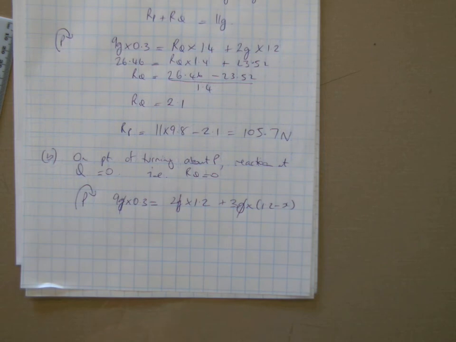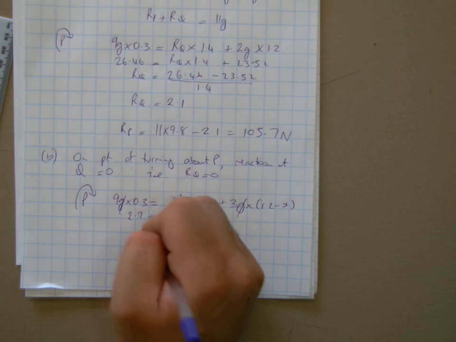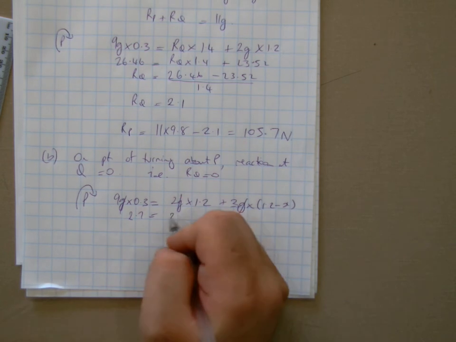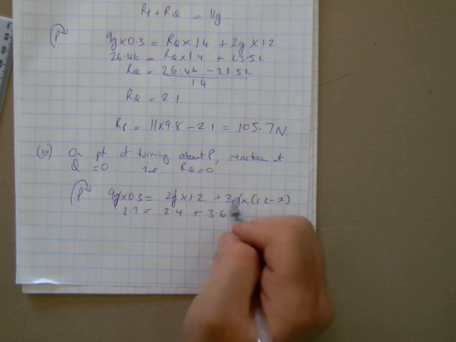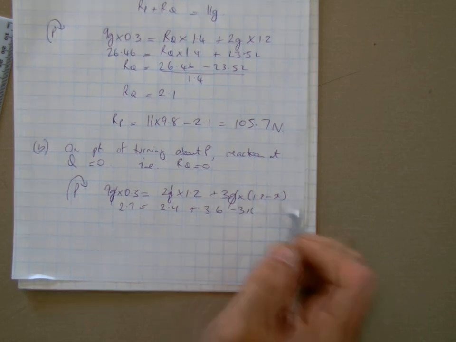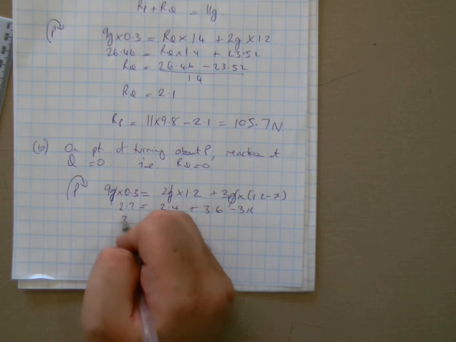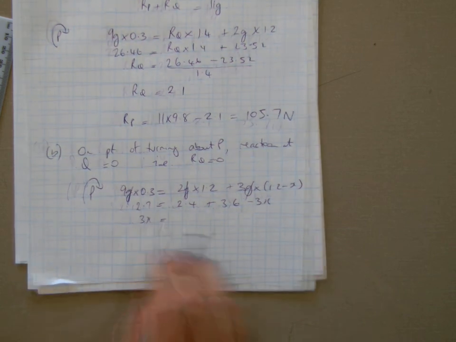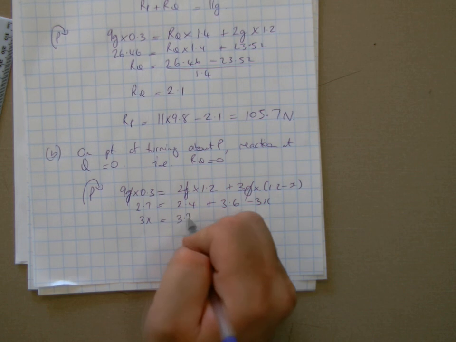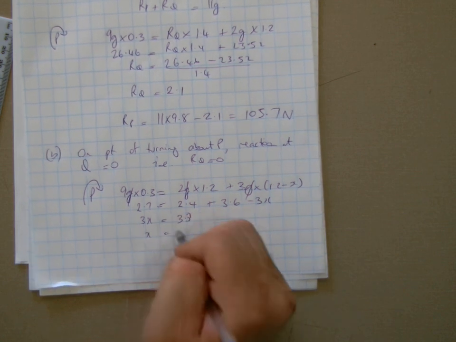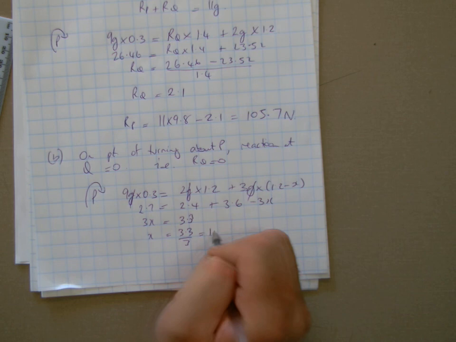So we have 9 times 0.3, which is 2.7, equals 2 times 1.2, which is 2.4, plus 3 times 1.2, which is 3.6, and 3 times minus x, which is minus 3x. So take it over to the side, you have 3x will equal those two added together, take away the 2.7, we get 3.3. So x will equal 3.3 divided by 3, which is 1.1.